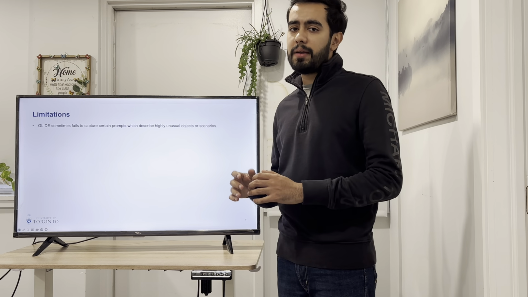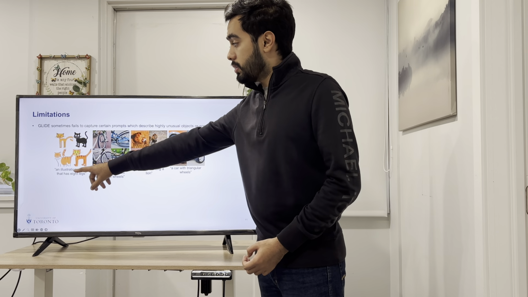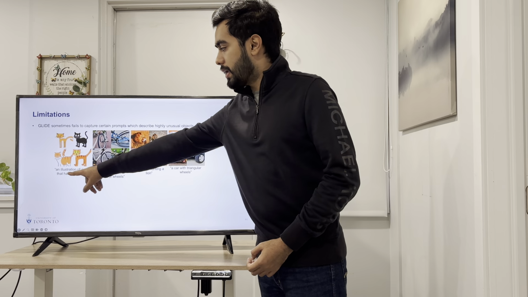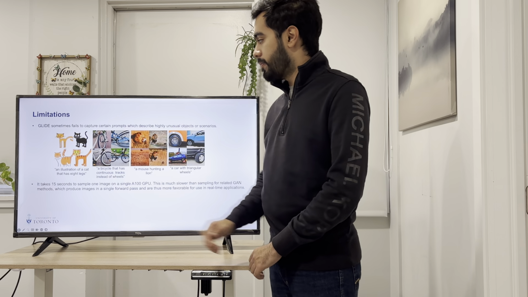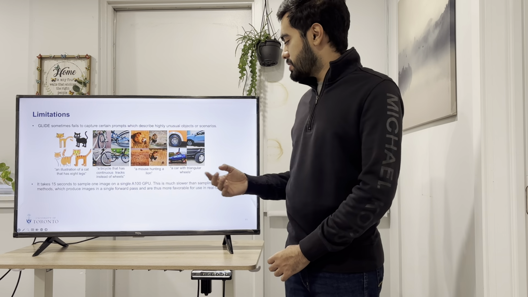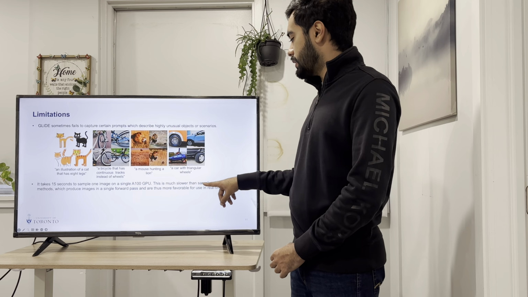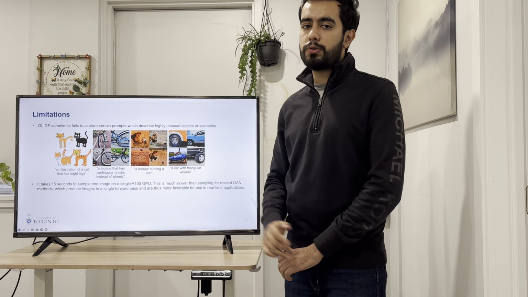So it has a few limitations as well. As we can see, it can sometimes fail to capture prompts which describe highly unusual objects, such as this cat. GLIDE was asked to draw an illustration of a cat that has 8 legs. As it is quite unusual, it failed to draw that. Also, it takes about 15 seconds to sample a single image, which is comparatively very slow compared to similar models.